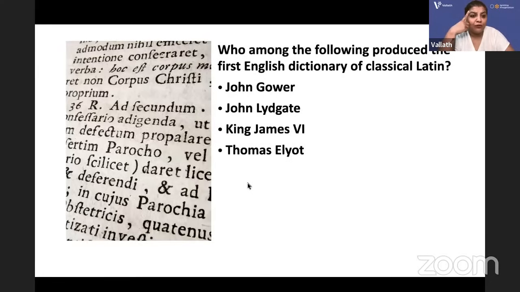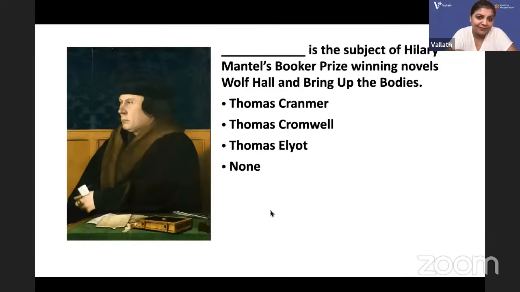Who among the following produced the first English dictionary of classical Latin? Is it John Gower? John Lydgate? King James the Sixth? Or Thomas Elyot? I think it is a humanist. Which humanist? He also wrote the book named The Governor. Who could it be? Ankita? It's Thomas Elyot. Thomas Elyot is correct. Thomas Elyot wrote the book named The Governor. He also produced the first English dictionary of classical Latin.